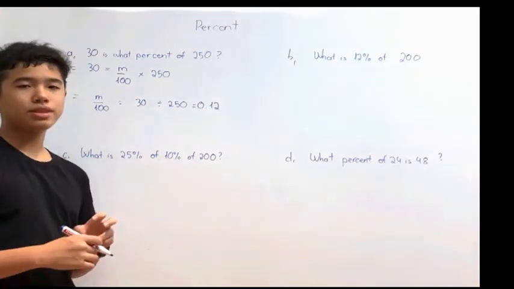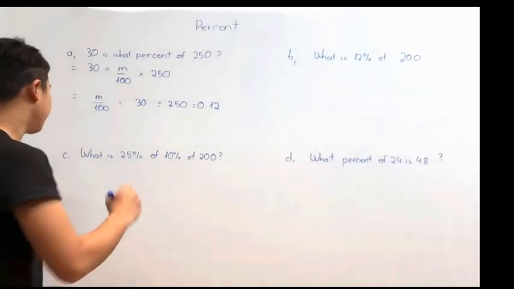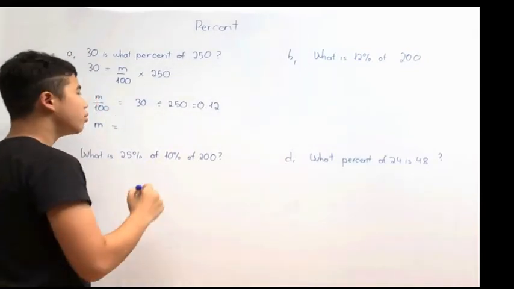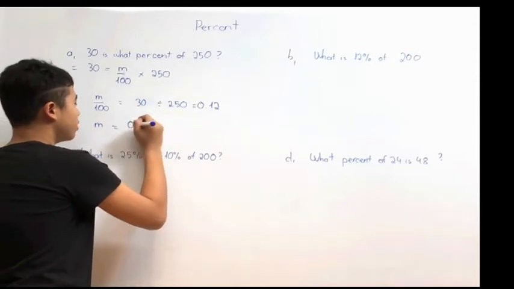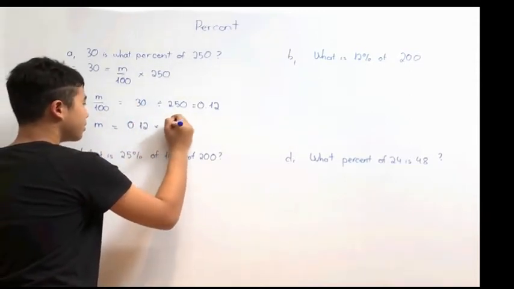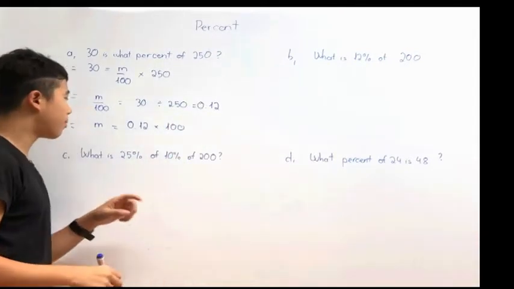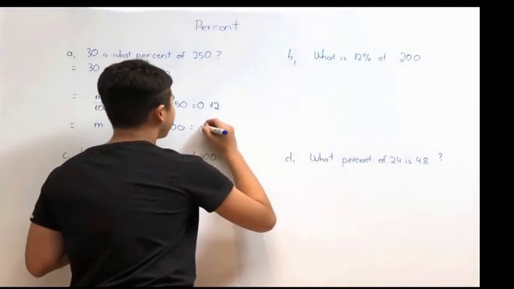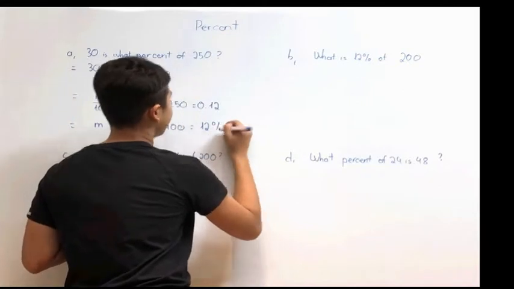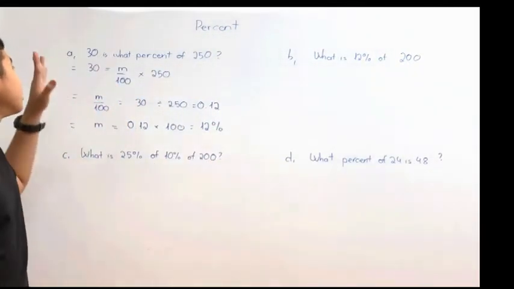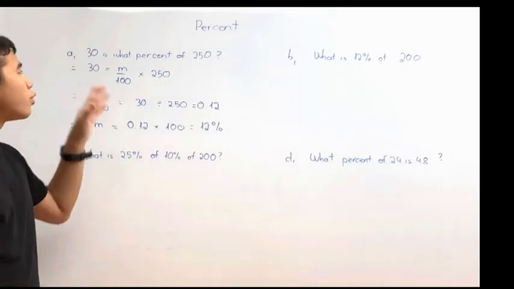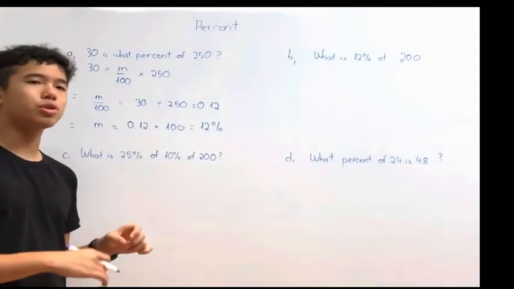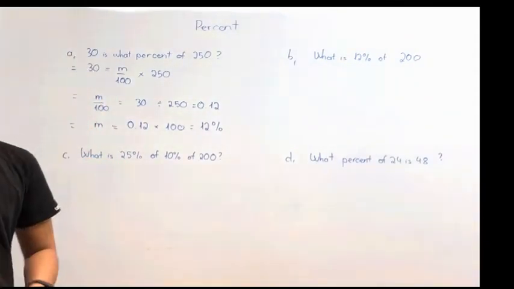So the next step actually is to find m. So m is equal to 0.12 times 100. 0.12 times 100 is 12. So we add the percent sign. So the answer is 12%. 30 is 12% of 250. Easy, right? Just remember to transform the percent language to the math language.